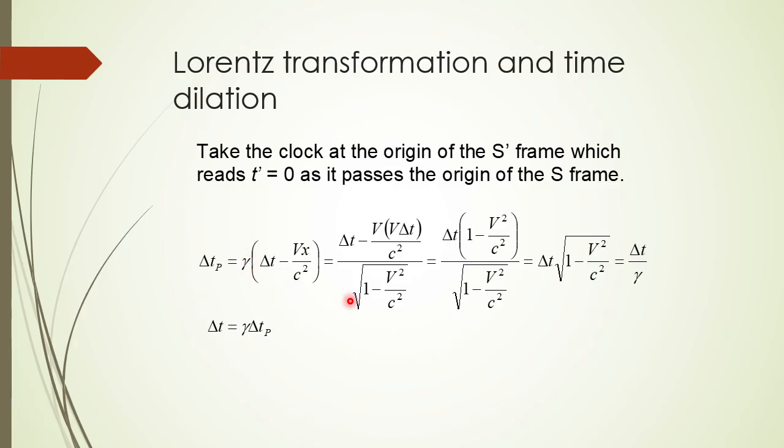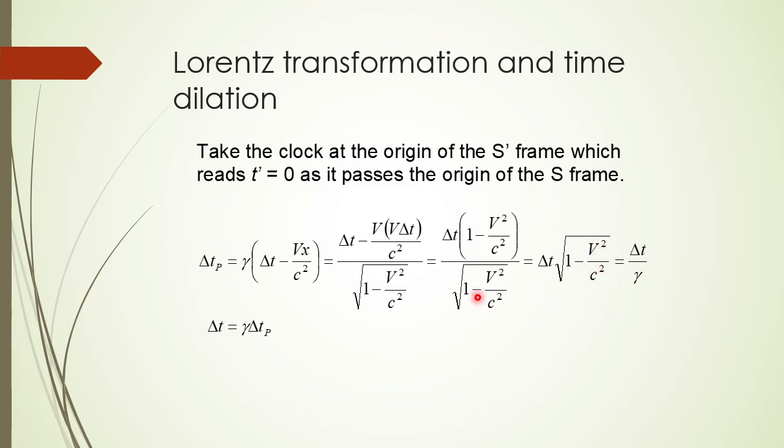And then we will expand gamma, and substitute delta x as v delta t. Next, let's tidy things up a bit. Take out delta t, we'll get 1 minus v squared over c squared. And 1 minus v squared over c squared divided by the square root of 1 minus v squared over c squared gives us the square root of 1 minus v squared over c squared.